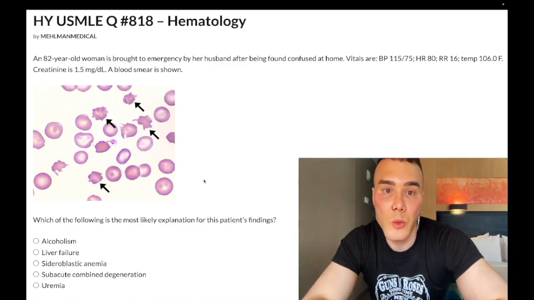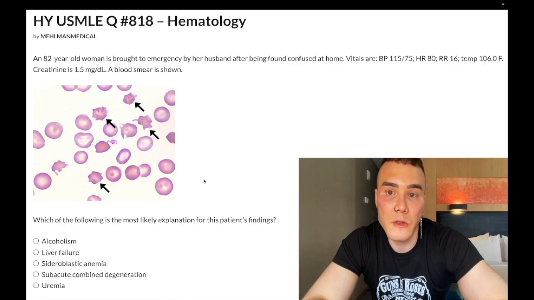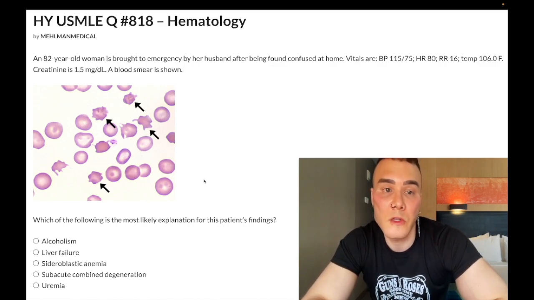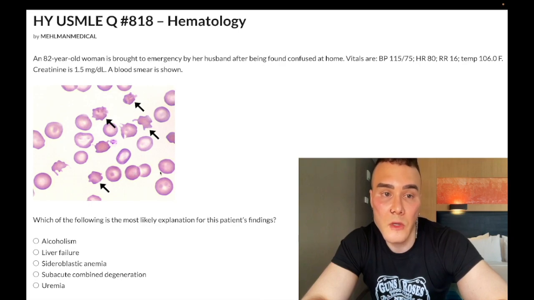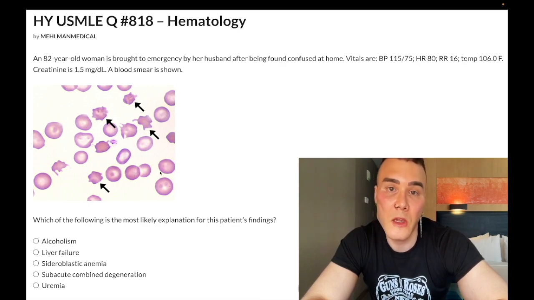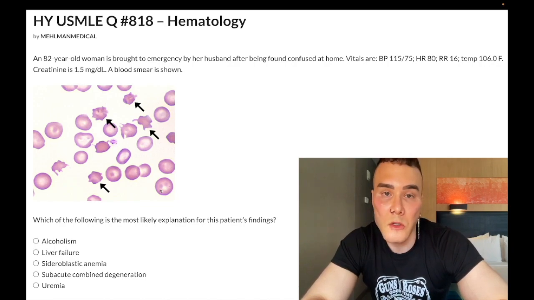Now start the clip. 82-year-old woman. She's found confused at home. Vitals are blood pressure 115/75, heart rate 80, respiratory rate 16, temperature 106 Fahrenheit, creatinine 1.5 milligrams per deciliter, should be 0.7 to 1.2. Blood smear is shown, and we have acanthocytes, aka spur cells, which are spiky RBCs. The question wants to know which of the following is the most likely explanation for the patient's findings. So let's just look at the answer choices here.